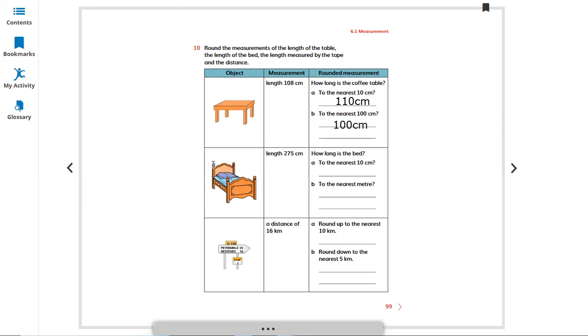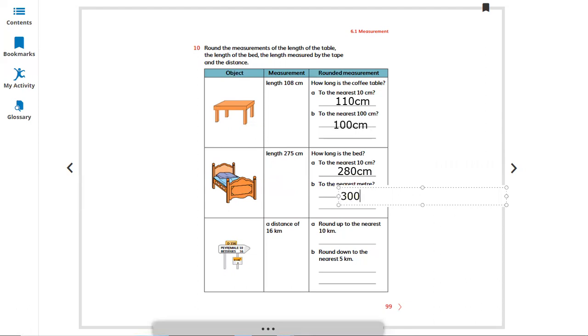The second one, length 75 centimeter. How long is the bed to the nearest 10? 75, now it's bigger than 4, so the tens place value is changed. 7 changes into 8, every time we are changing plus 1. So 280. And nearest 100, it's 75 in the last two digits. If it's bigger than 50, we change the hundreds place value digit. So it's bigger than 50, so 2 changes into 3. So 300.